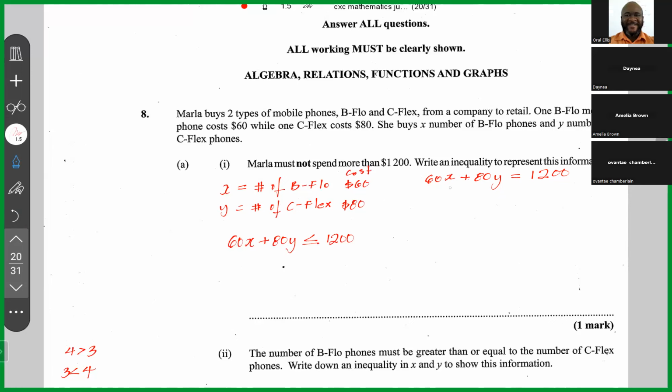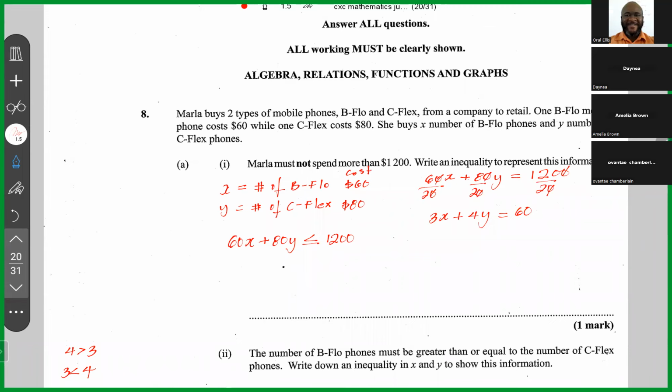Let's simplify the equation by dividing everything by 10. All right, let's make it 20. I'm going to divide the entire equation by 20. So now I have 3x plus 4y is equal to 60.